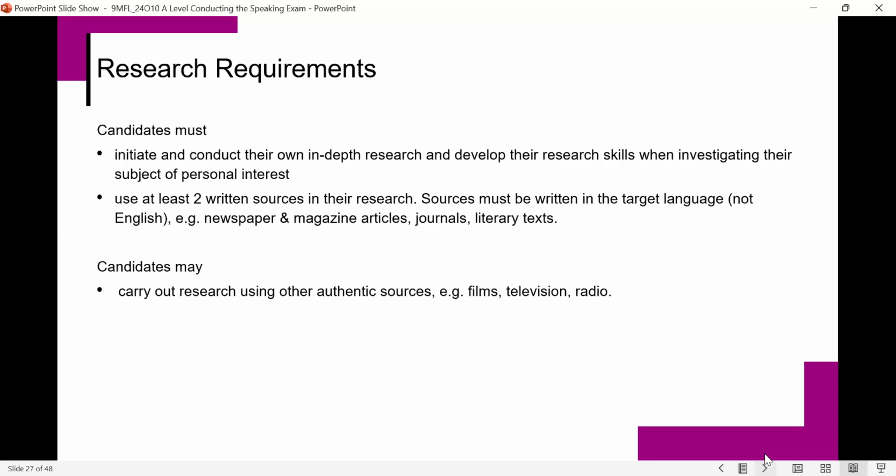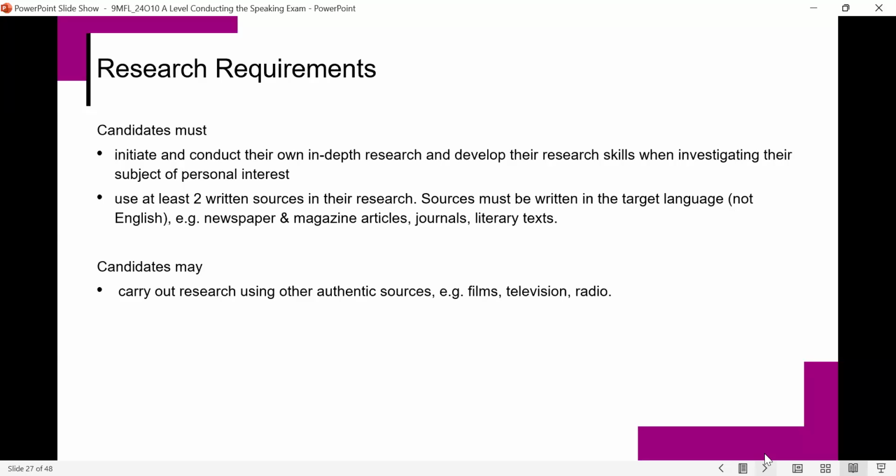So in terms of the requirements for the independent research, there are certain things that candidates must do. They must initiate and conduct their own in-depth research and develop their research skills when investigating their subject of personal interest. Now, they also must use at least 2 written sources in their research, and that's important. Sources must be written in the target language, not in English, okay? And these can be newspaper, magazine articles, journals, literary texts, etc. Okay? So they need to have read at least, but we would expect more for the most part, 2 sources in the target language.